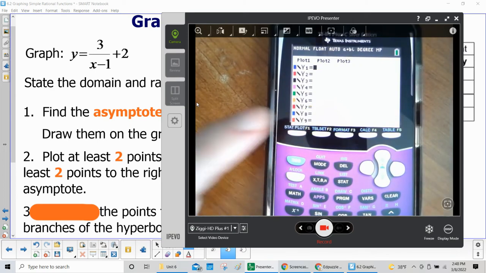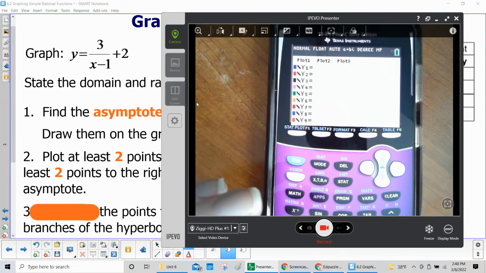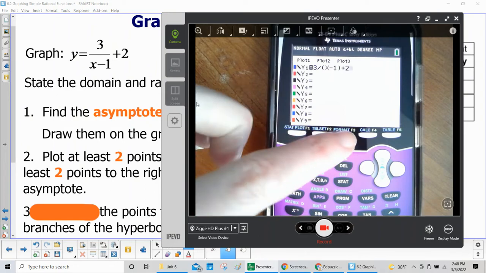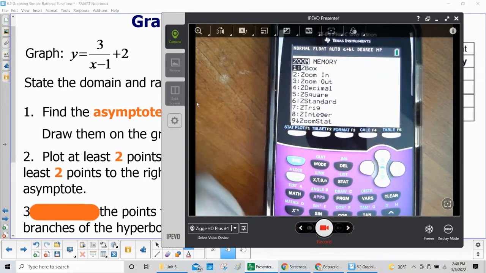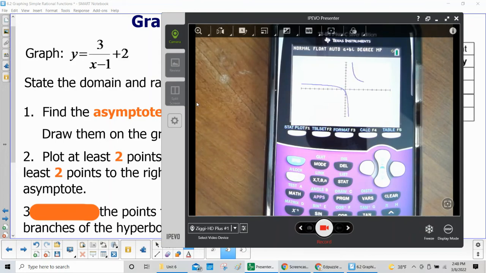Just so you guys can see, I went to my y equals button, and I'm going to do 3 divided by. Now I want to tell the calculator that x minus 1 is all part of the denominator, so I need to make sure I put in parentheses x minus 1. And then after that denominator, I'll close the parenthesis, and then I'll do my plus 2. I'm going to hit zoom 6 just to make sure that I have a 10 to 10 section. And I can see here, there's my branches. It does not draw the asymptotes in for me, but I already know where they kind of are.